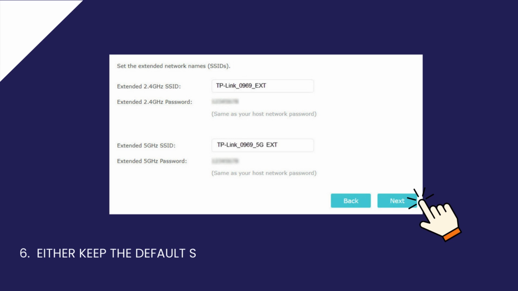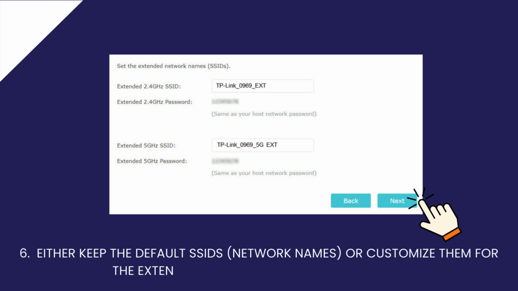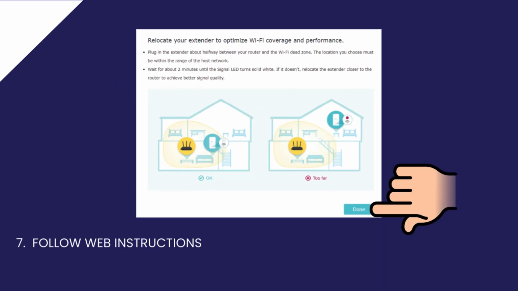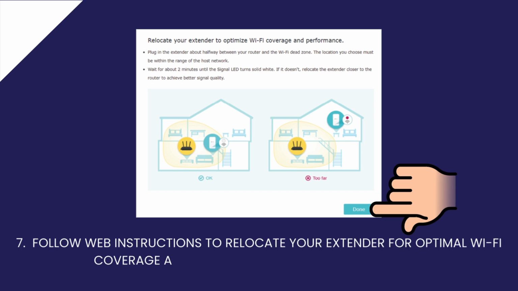6. Either keep the default SSIDs, network names, or customize them for the extended networks, and then click Next. 7. Follow web instructions to relocate your extender for optimal Wi-Fi coverage and performance, and then click Done.